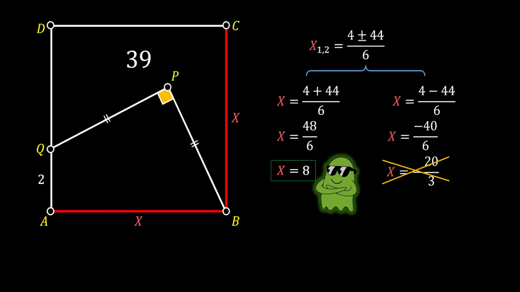The fun fact is that you can also easily calculate the area of the whole square as x squared, so the area will be equal to 64. And you can easily calculate the area of the quadrilateral AQPB as the difference between 64 and 39, and that is 25. So I really hope you guys enjoyed this problem.